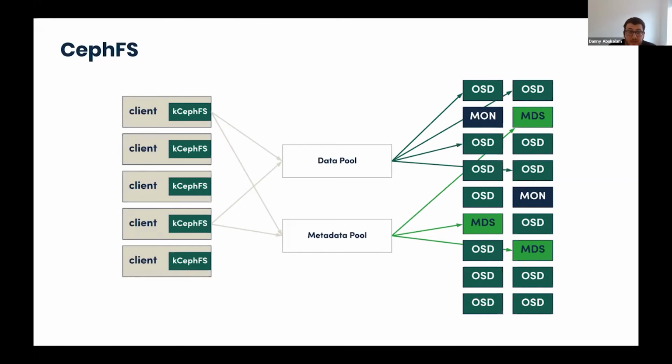And like RBD, CephFS also supports snapshots, and unlike most distributed file systems that support snapshots, you can also take a snapshot of subdirectories within the file system, so not just the entire file system itself.